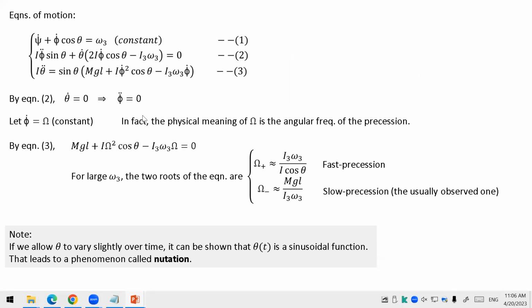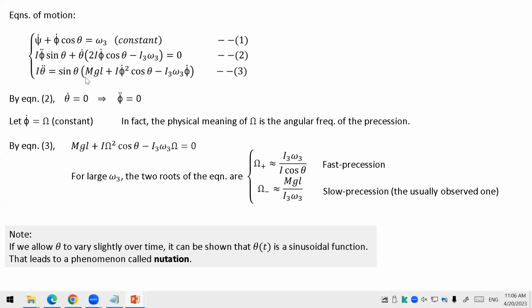Because theta dot is 0, that means phi double dot is 0, and that is, phi dot is a constant. I call this the capital omega. In fact, this capital omega is the angular frequency of the precession.